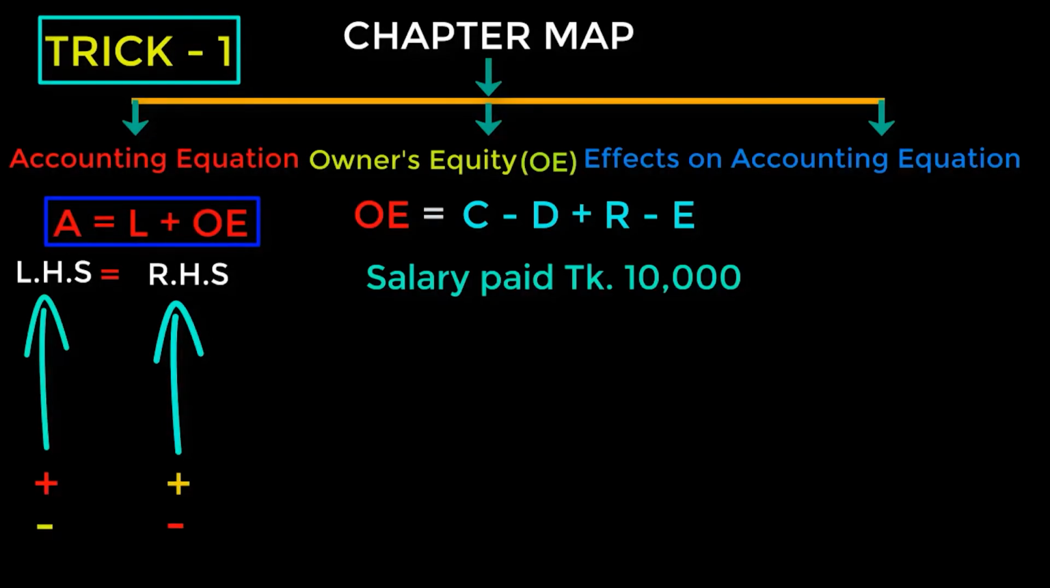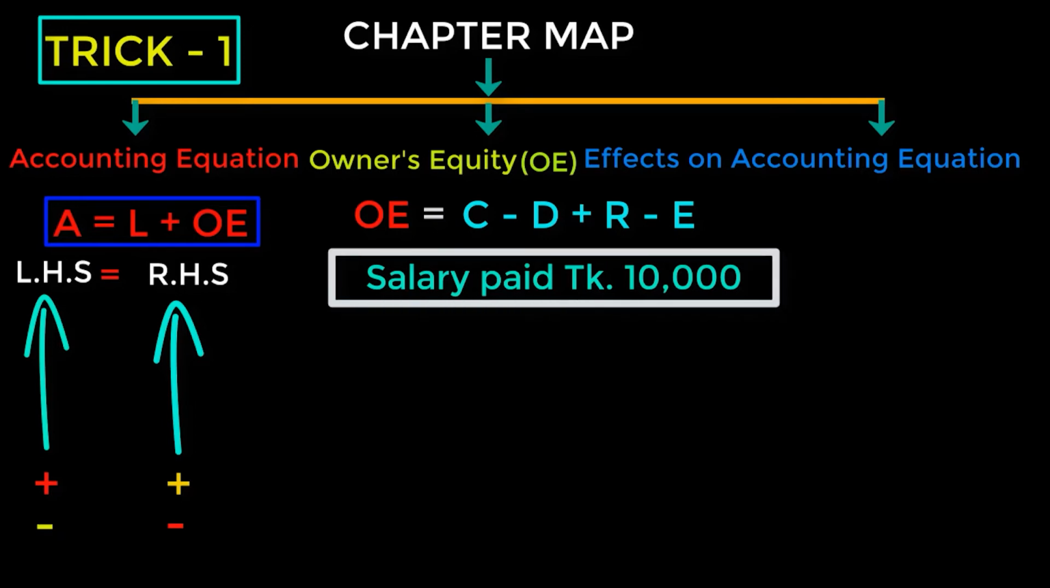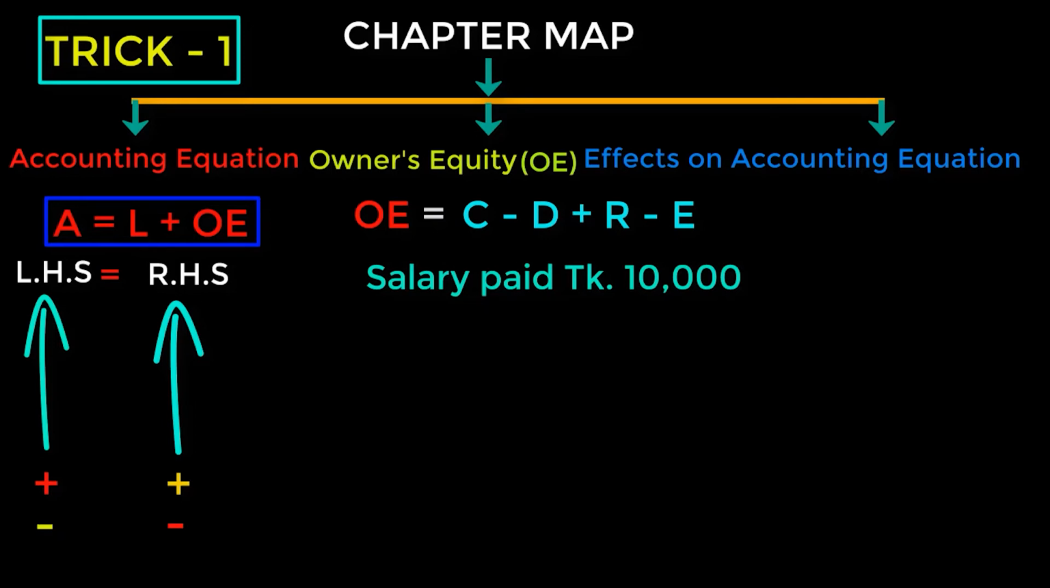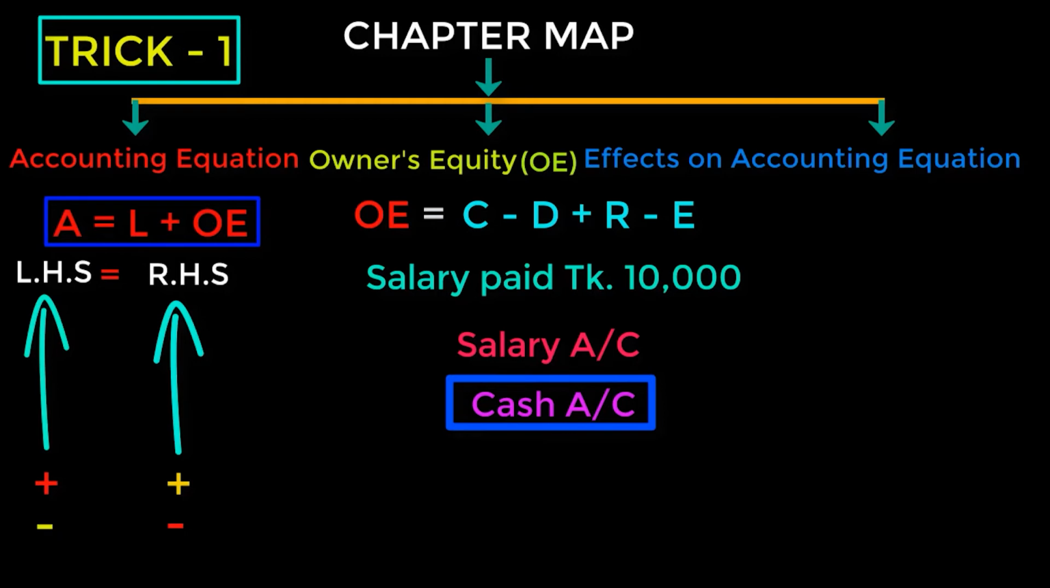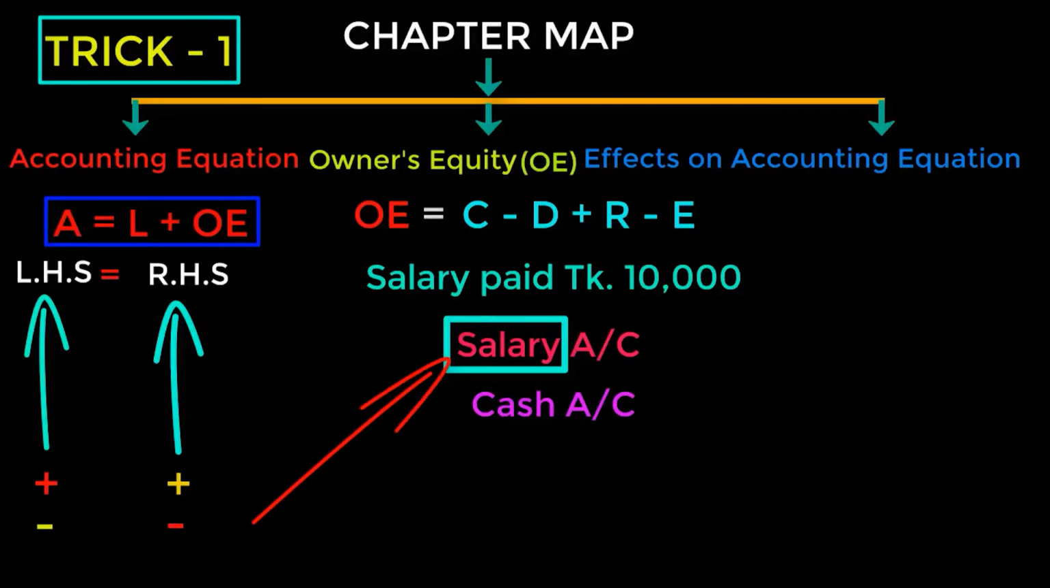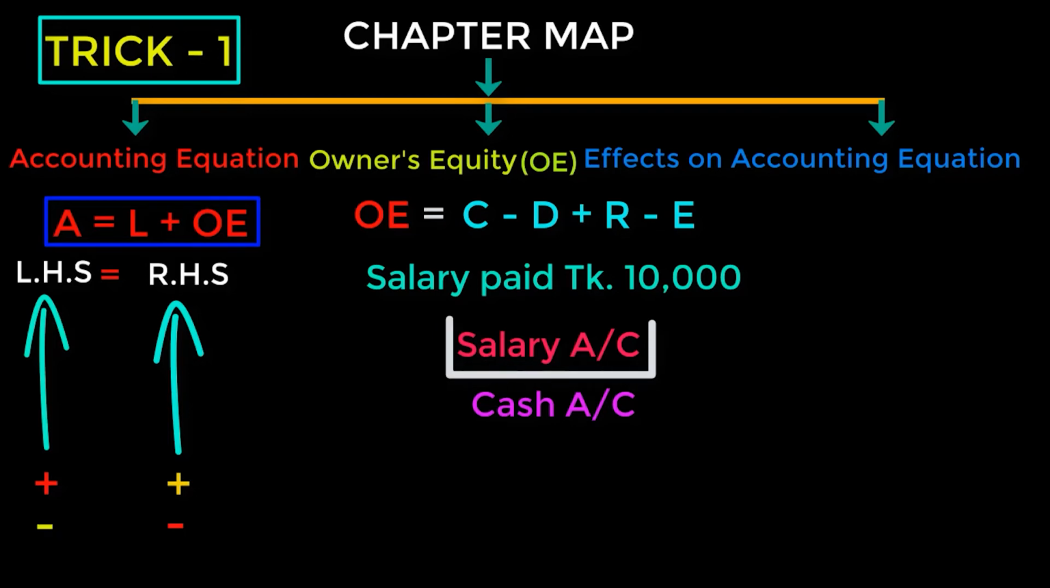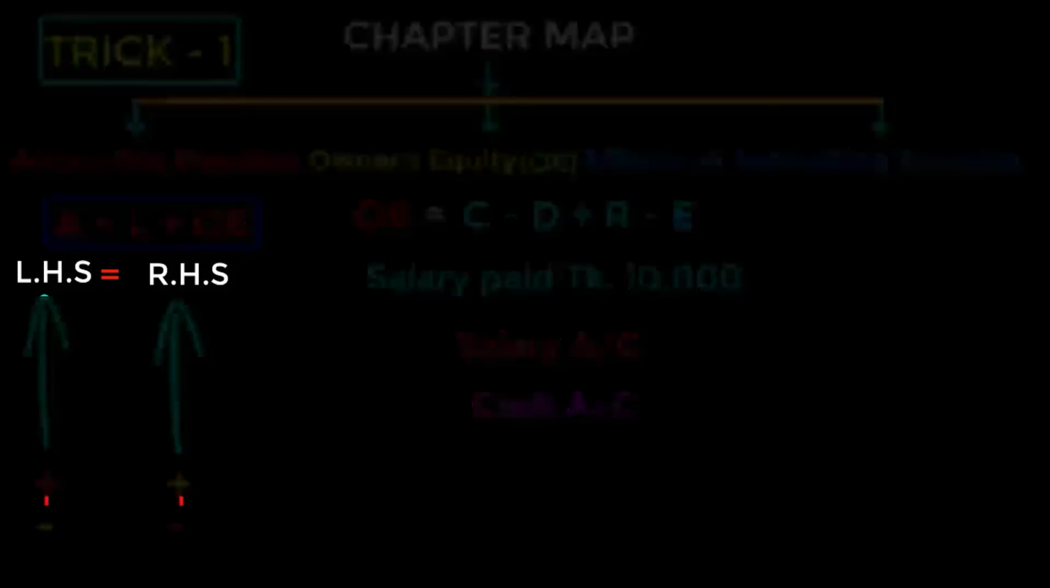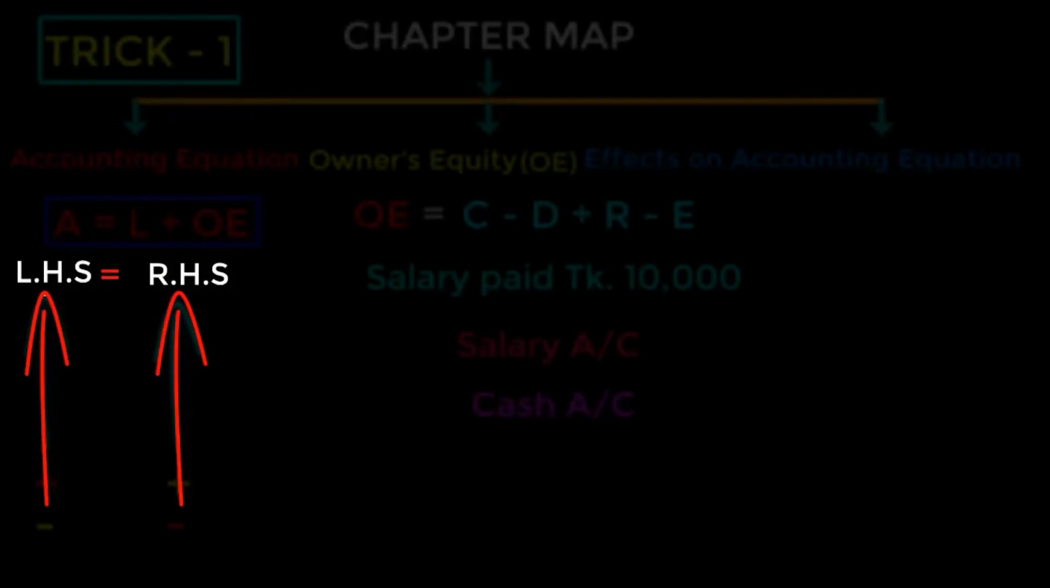Salary paid taka 10,000. In this transaction, we get two accounts. One is salary account and the other is cash account. This cash account is the element of this A. Is salary an income or an expenditure? Certainly it is an expenditure. That means salary is the element of this OE. Here also both this left hand side and right hand side have changed.